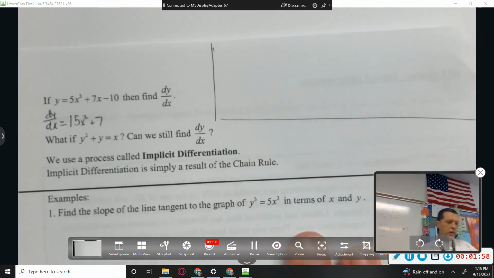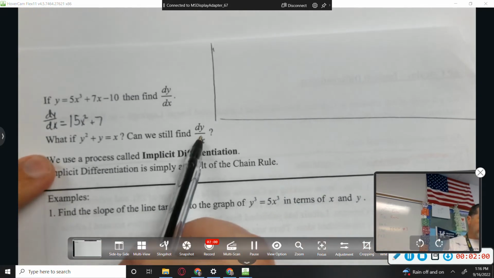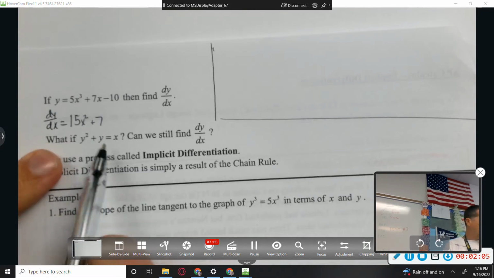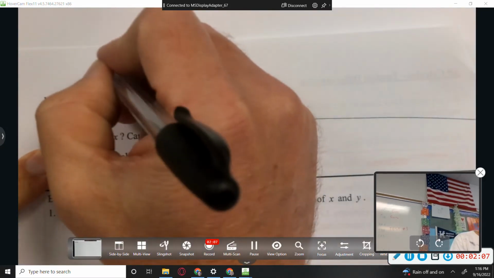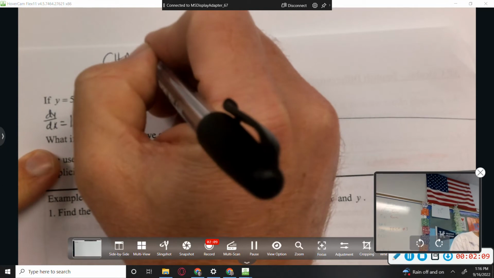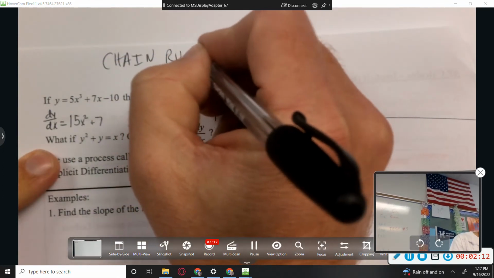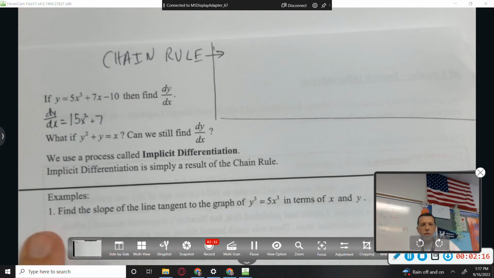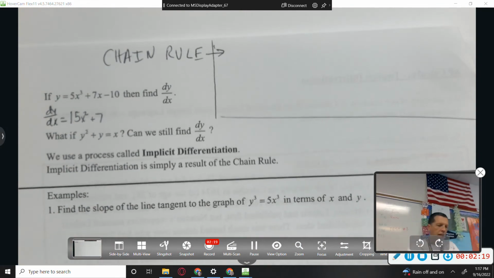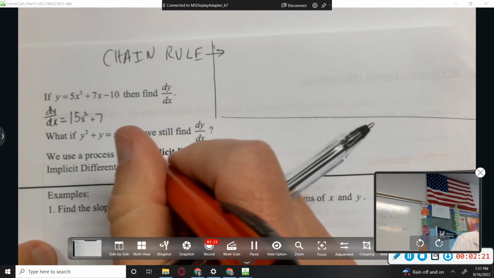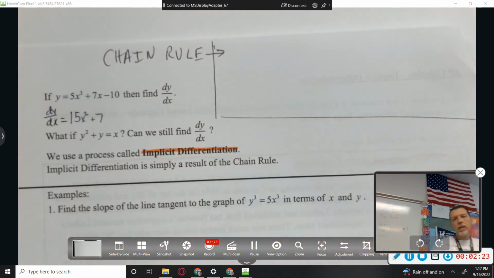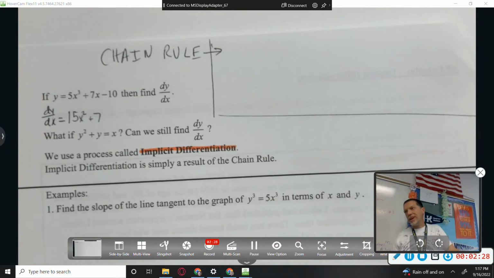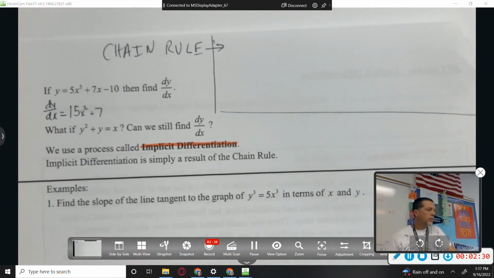What's going to be a little bit harder is trying to find dy/dx if there's not y by itself, if there's a y squared. We're going to come back to that in a minute because I want to talk about chain rule because that helps me think about implicit differentiation, which is what we're about to do. That's the name of today and Monday. So we're going to spend 2 days on implicit and 2 days on related rates. And yes, because they are kind of complicated, we'll spend 2 days on them.